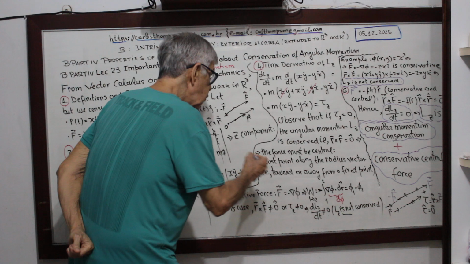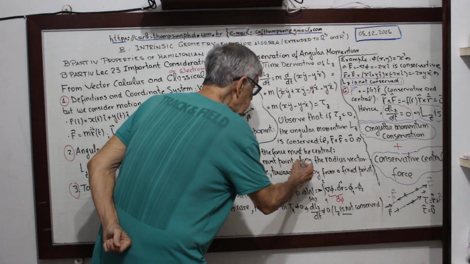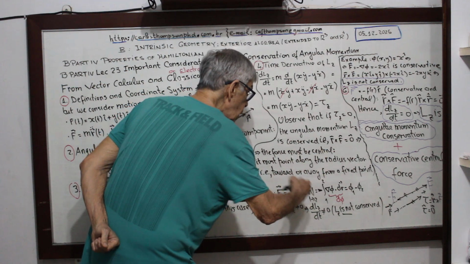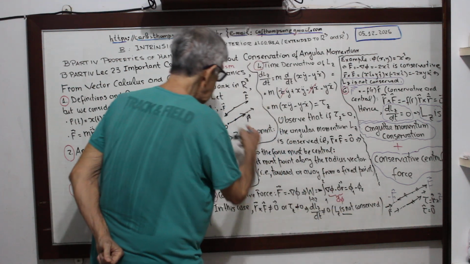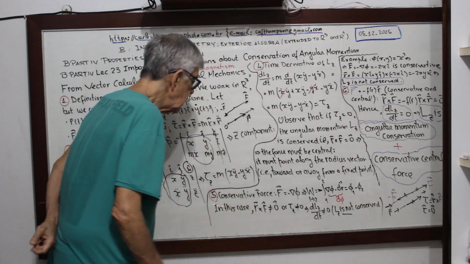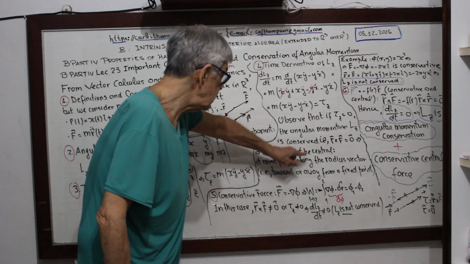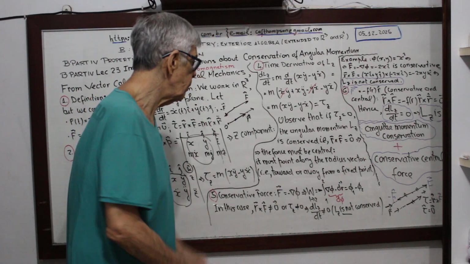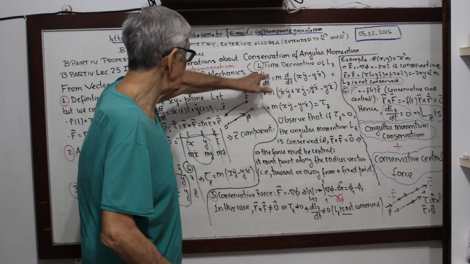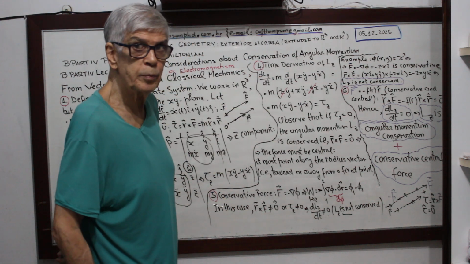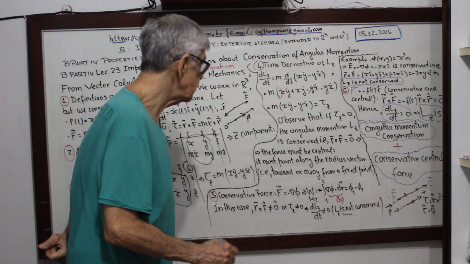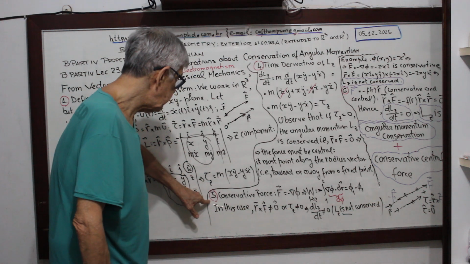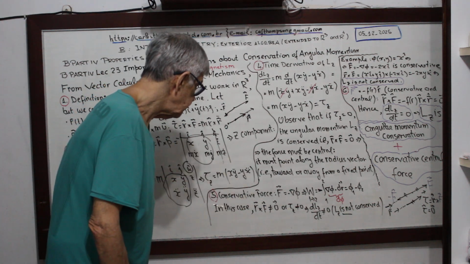So the force must be central. It must point along the radius vector toward or away from the fixed point. That's exactly what I wrote over here. So in this case, the torque will be 0, and then the angular momentum will be conserved. That's important. Now, number 5, conservative force.